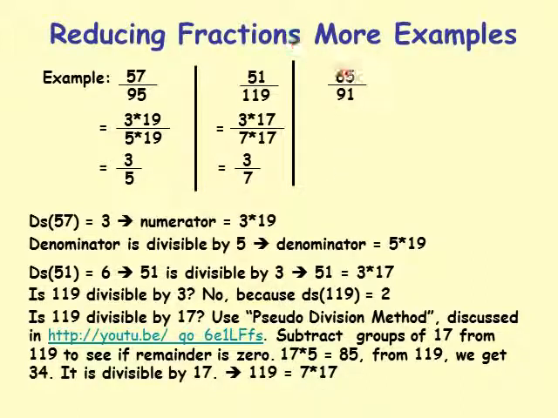65 by 91. 65 has 5 as a factor, and it is 5 times 13. And 13 is a factor of 91 also, which is 7 times 13. The numerator is 5 times 13 and the denominator is 7 times 13, and 13 is a common factor. We can cross that out and we get 5 over 7 as the final reduced form. So 65 divided by 91 reduces to 5 by 7. 51 by 119 reduces to 3 by 7. 57 divided by 95 reduces to 3 by 5.